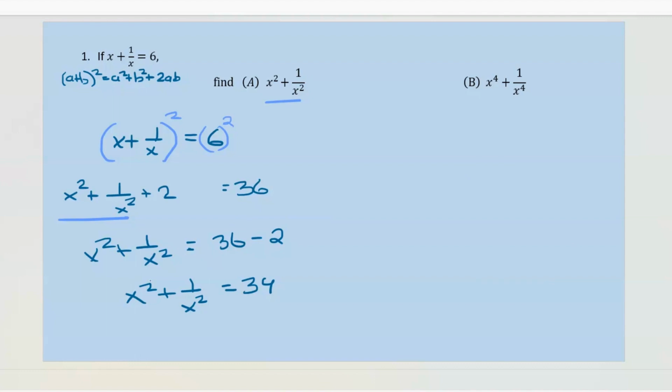Okay, so same if, different find. Again, if x plus 1 over x equals 6, find x to exponent of 4 plus 1 over x to exponent of 4. We already know what x squared plus 1 over x squared is, so that's going to be 34. We can use this result to find this one. Basically, we can use x squared plus 1 over x squared equals 34.